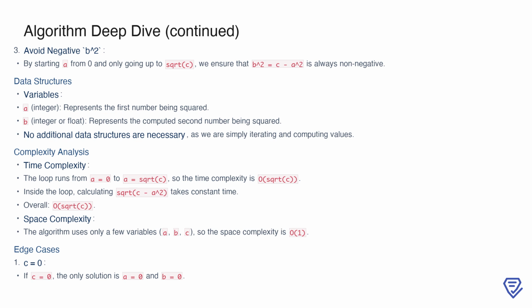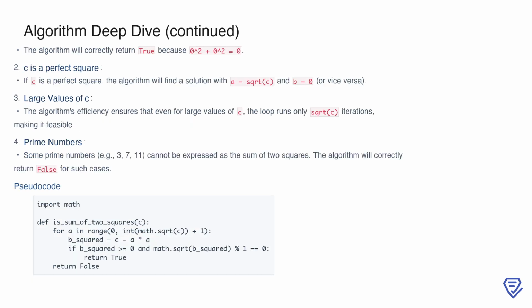Edge cases include c equals 0, where the only valid solution is a equals 0 and b equals 0, since 0² plus 0² equals 0. In the edge case where c equals 0, the algorithm correctly returns true because the only solution is a equals 0 and b equals 0, satisfying the equation 0² plus 0² equals 0.